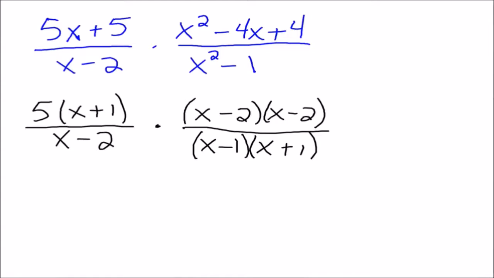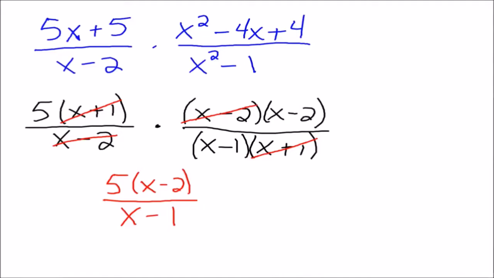All right, and then we look and say, do we have any common factors to the top and the bottom since this is multiplication? So yep, there's an x minus 2 right there and an x minus 2 right there. They divide out and leave one behind. We see an x plus 1 on top and an x plus 1 on bottom. They leave a 1 behind. So we're left with 5 times x minus 2 on the top divided by x minus 1 on the bottom. You could multiply that 5 through the top if you would like, but there's really no reason to.